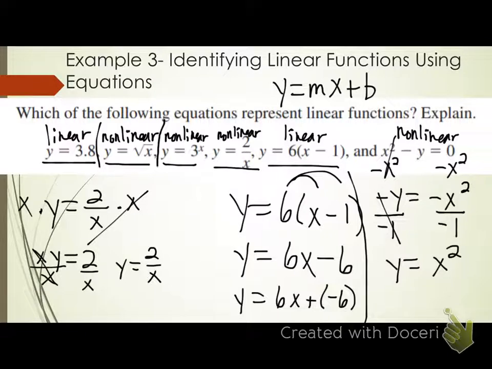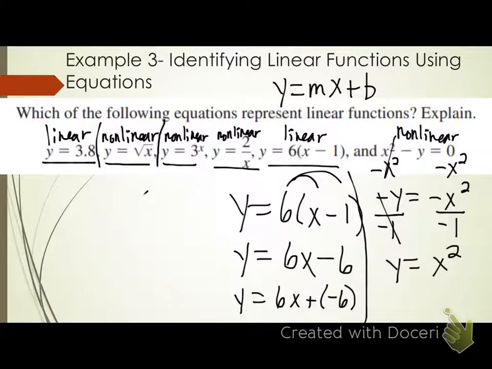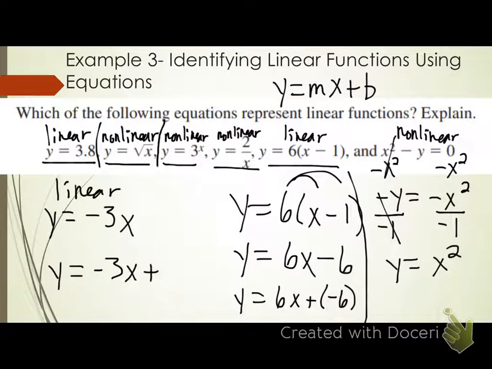We good? Let me give you one more real quick. Say I gave you y equals negative 3x. Nonlinear? Why do you say nonlinear? Because there's no plus b. Think about what we did with y equals 3x. It would be y equals negative 3x plus 0. Yes, that's how I could write it in slope-intercept form. My b value is just 0 here.